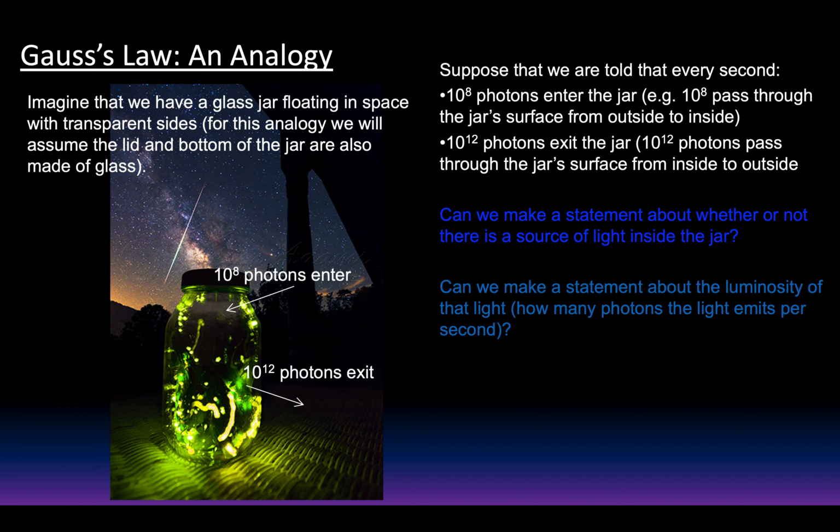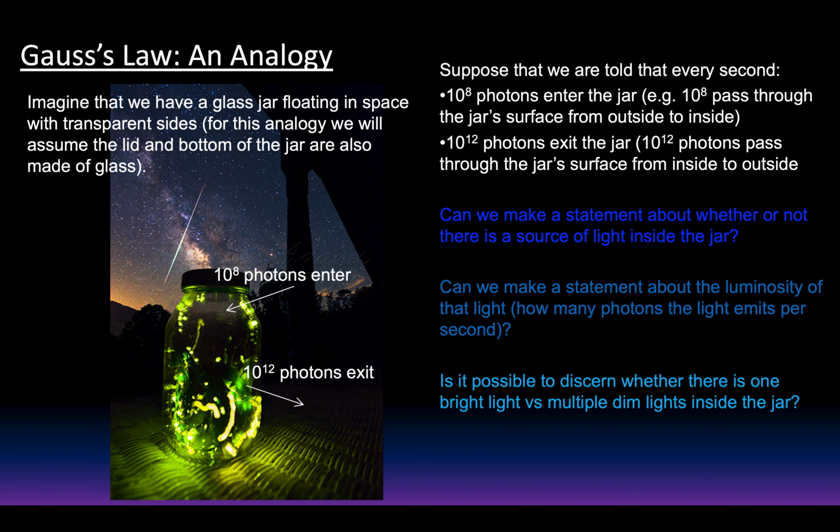As a third question, is it possible to discern whether there is one single bright light inside the jar or multiple dim lights inside the jar? The answer to that question is no. We cannot tell the difference between these two scenarios only given the information that we have. We know how much light total is created each second inside the jar, but we can't tell between these two scenarios.